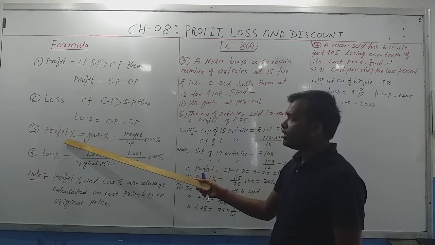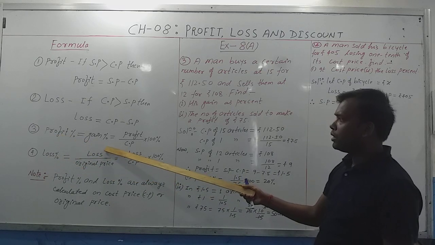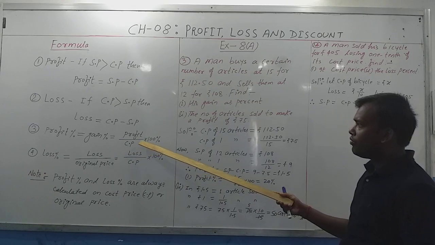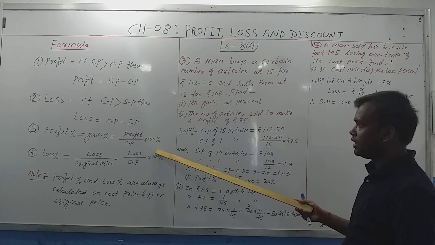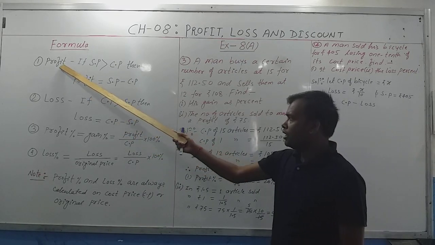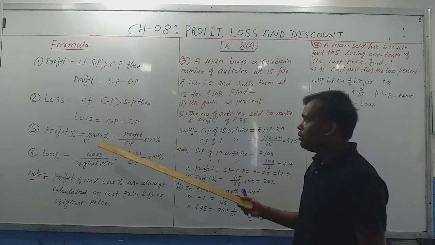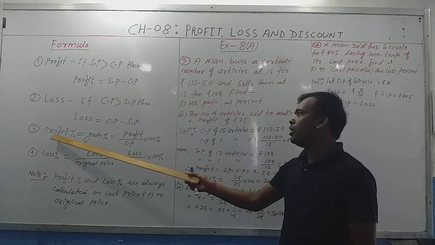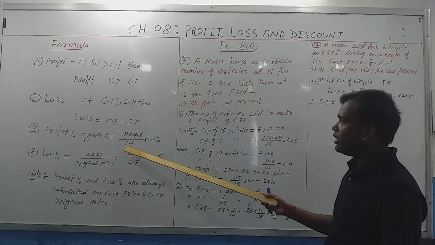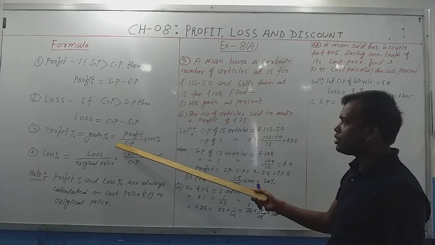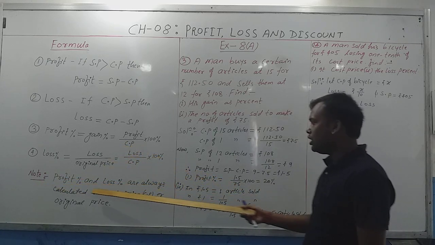If profit or loss has been calculated, then third we have to find the profit percent or loss percent. Profit percent is also known as the gain percent. This formula is defined as profit divided by cost price into 100%. The profit we get from here and CP is already given. But you must remember, profit percent is always calculated on the original cost or original price, that is called the CP.